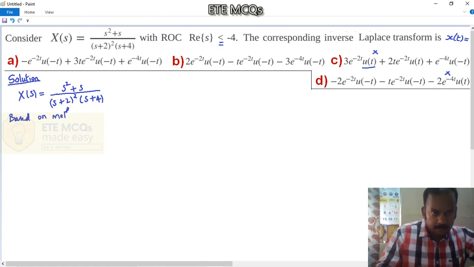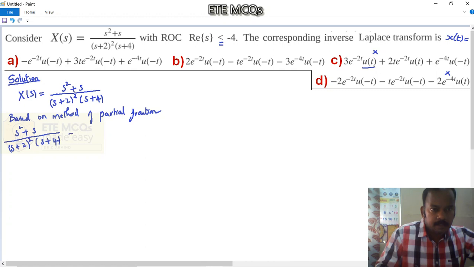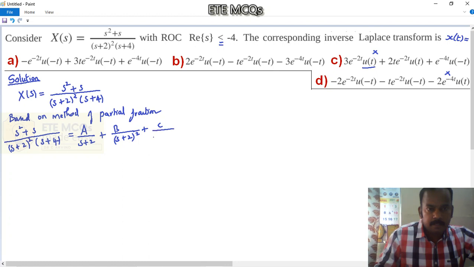Based on the method of partial fraction, we can write this (s squared plus s) divided by (s plus 2) the whole squared into (s plus 4) as A divided by (s plus 2), plus B divided by (s plus 2) the whole squared, plus C divided by (s plus 4). So rewriting it, the LCM gets cancelled out after I take the LCM.